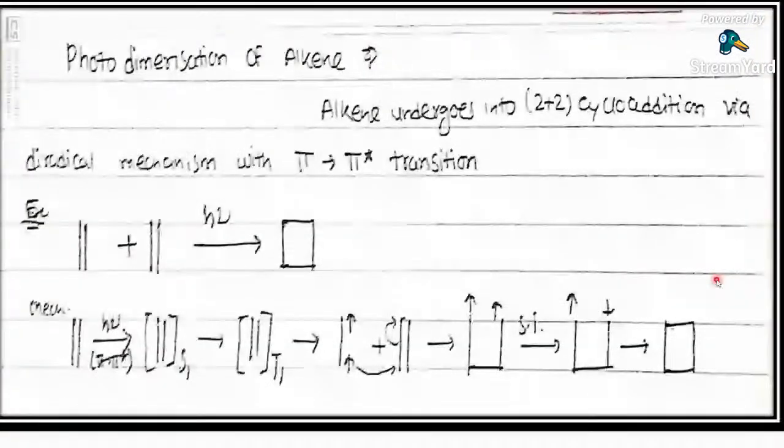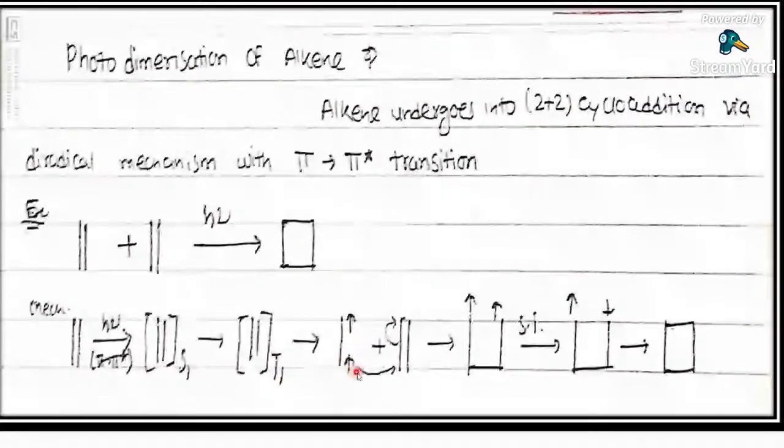So the photodimerization reaction is nothing but the 2 plus 2 cycloaddition reaction. Now here you can see these are the pi bonds, and they will give us this as a product. Initially the alkene, that is ethene, will undergo a pi to pi star transition. On absorption of radiation, it will move to the excited singlet state, S1, then to the T1 state, and in that T1 state it will form the diradical.